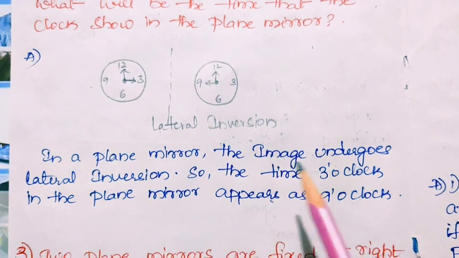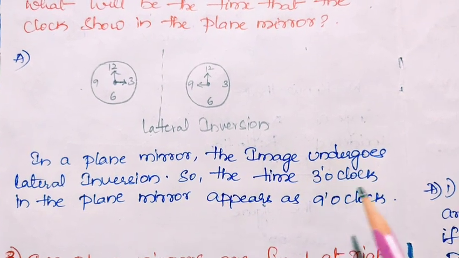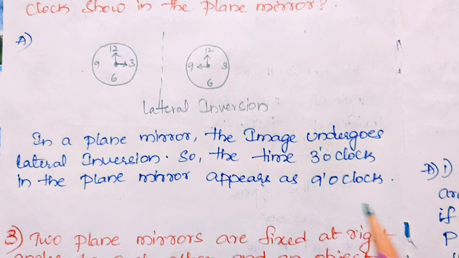In a plane mirror, the image undergoes lateral inversion. So, the time 3 o'clock in the plane mirror appears as 9 o'clock.